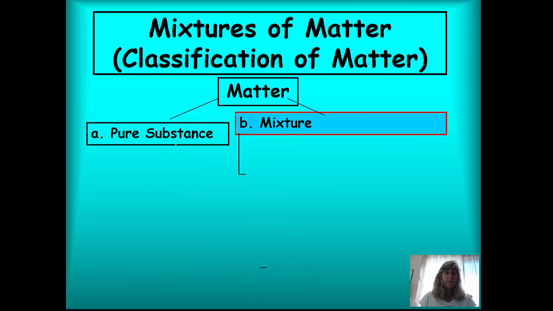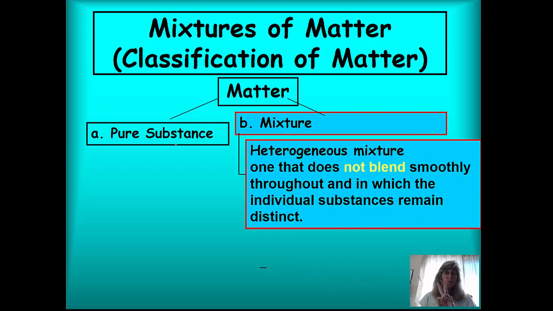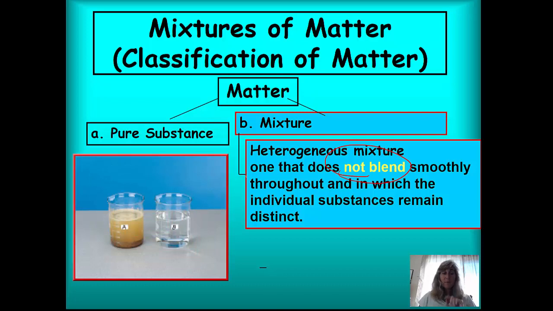So looking at a mixture, we can have two types of mixtures. We can have a heterogeneous mixture or a homogeneous mixture. If it's heterogeneous, your book says here that it's one that does not blend smoothly or thoroughly. Well, here's your example. Which one of these two is not really blended very well? Not too hard to decide, right? The muddy water. You can see the mud sitting at the bottom, and then there's a bunch of water on the top. So it's what we consider a heterogeneous mixture.